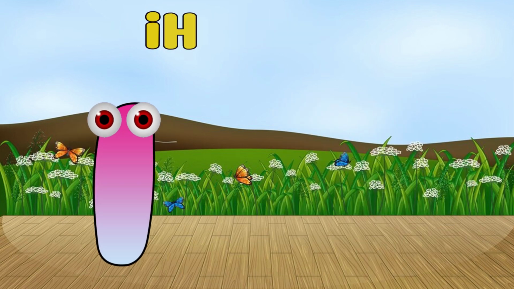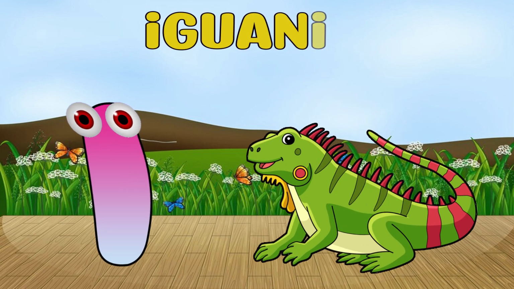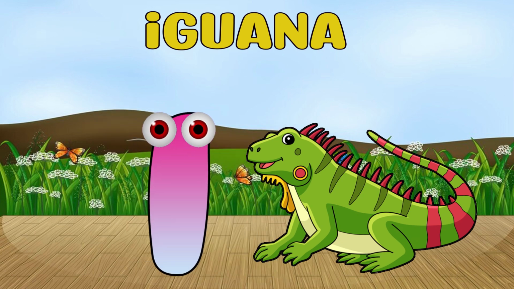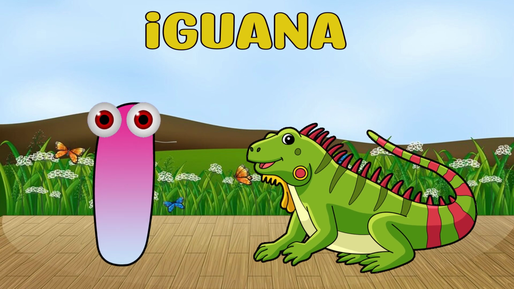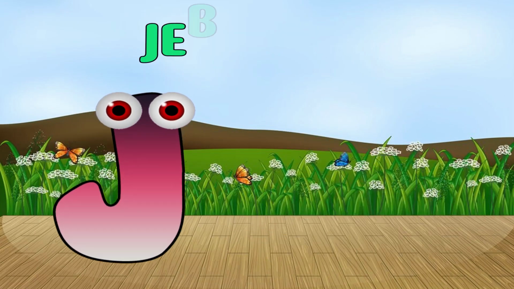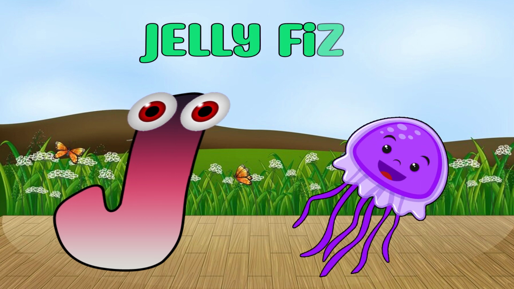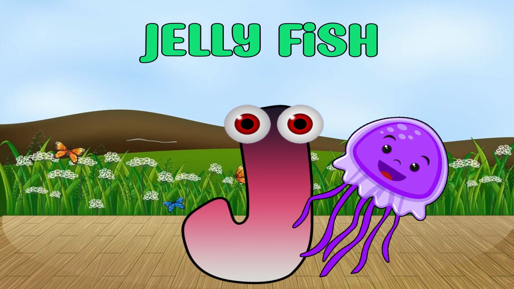I is for iguana, e, e, iguana. I, iguana. J is for jellyfish, j, j, jellyfish.